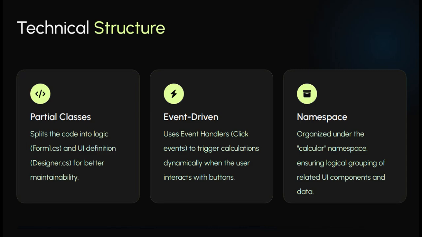Now let's look under the hood at the technical structure. The architecture relies on 3 main software engineering pillars. Partial classes: the code is cleanly split into logic using Form1.cs and UI definition in Designer.cs. This separation of concerns ensures much better maintainability.